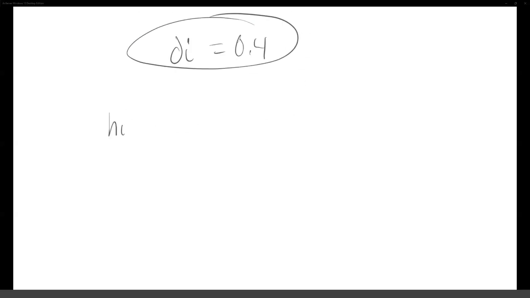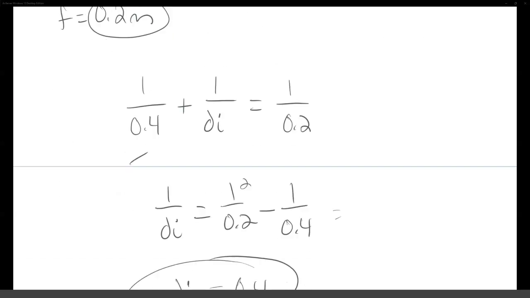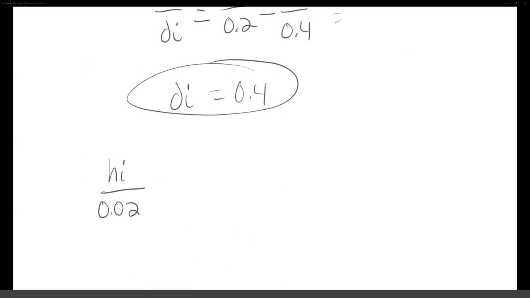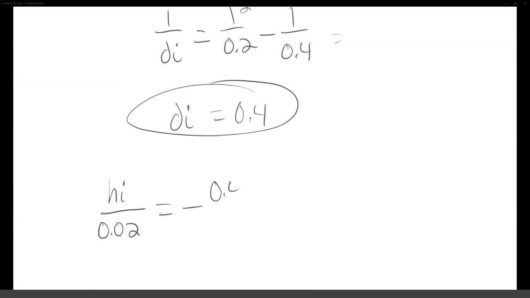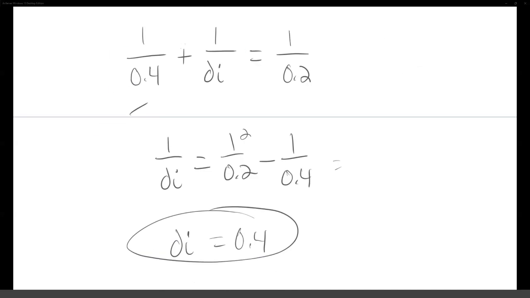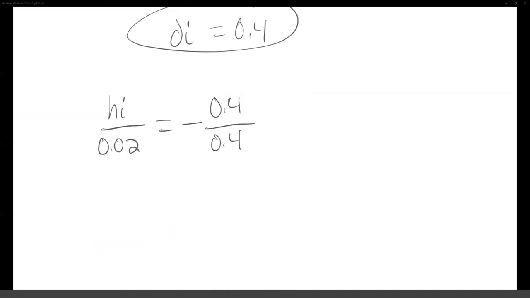So we have hi over, what was it? We said ho was 0.02, equals negative 0.4 over 0.4. This one ends up being kind of cool because it ends up being negative 1 over 1, and it's easy. But I'm going to show you the cross multiplying. I like to keep the negative with the top one in fractions to keep myself straight. So you cross multiply.